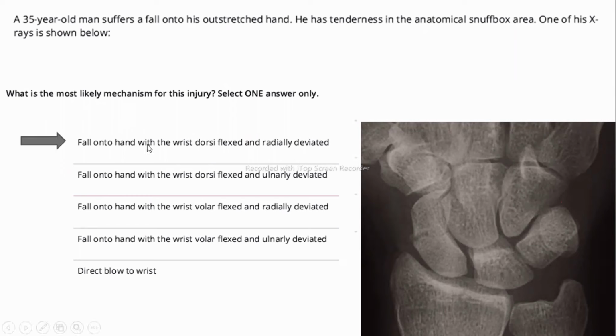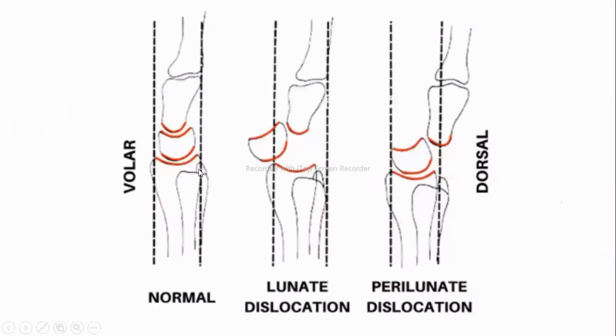Fall on hand, wrist dorsiflexed, and radially deviated. Remember that. It means that the wrist is overextended. Okay, we finished this one. We will go to the distal.